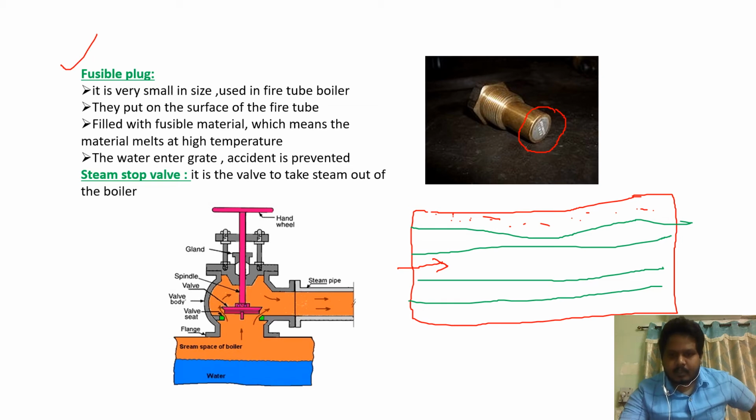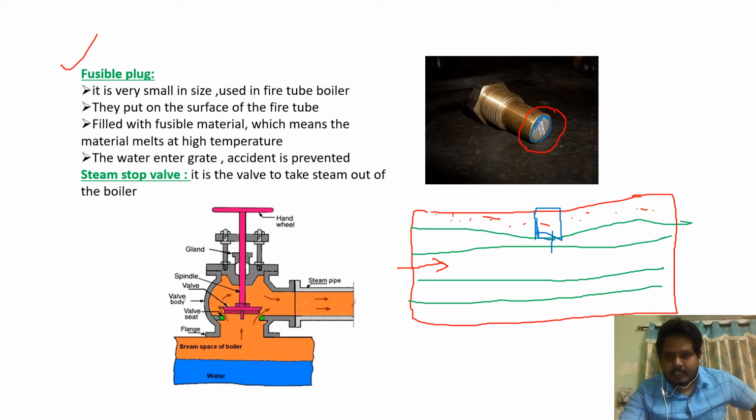Generally, the fusible plug is placed on the top of the fire tube. Since it is a fire tube, here they will place the fusible plug. When the temperature is very high inside the fire tube, it may lead to an accident. It will damage the fire tube. So in that case, since this fusible plug is attached to the fire tube, this heat will transfer to the fusible plug and it will melt the fusible material.